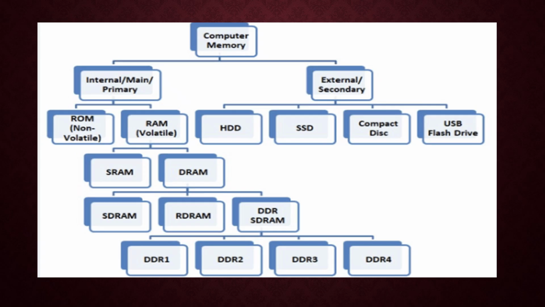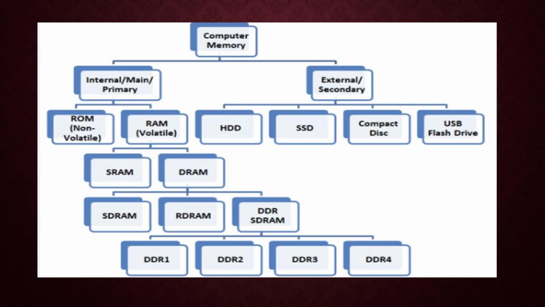The computer memory has two types, internal and external. The internal is called the main memory or primary memory, and the external memory is called the secondary memory. The internal memory has two types, that is ROM and RAM. Now we are seeing about RAM. RAM is a volatile memory and ROM is a non-volatile memory. The external memory is of four types: HDD, SSD, compact disc and USB flash drive. That is the external memory, which we are adding additionally.